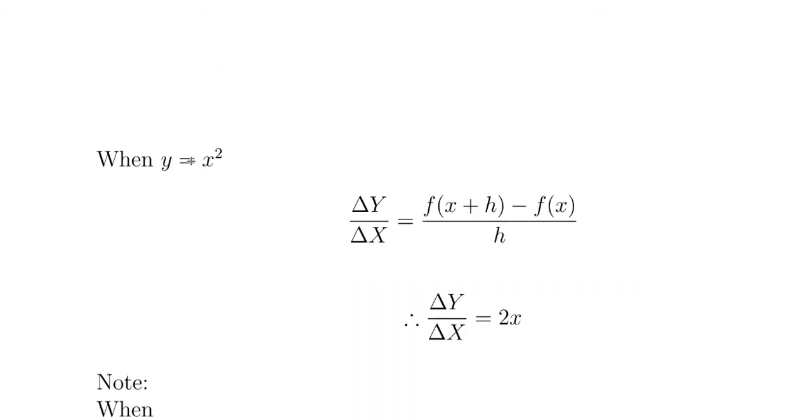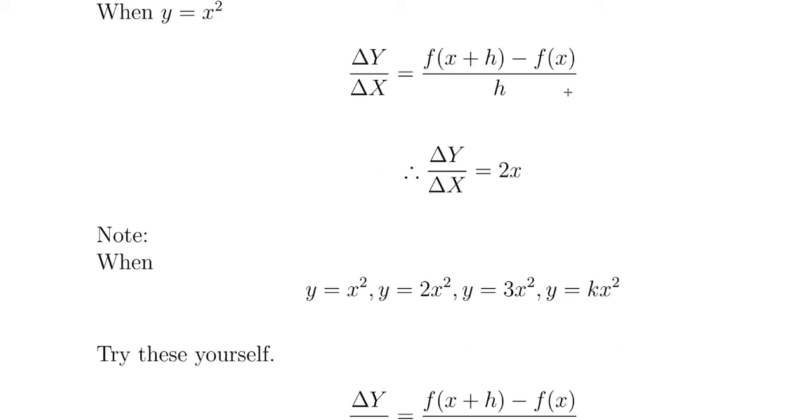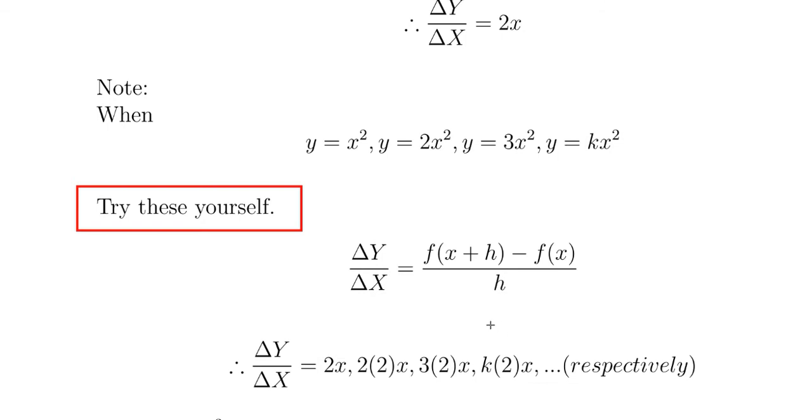What happens when we have a quadratic? Well, when we did x squared, we got 2x. If you had 2x squared, and you can do this if you wish, I would suggest you have a go with this. That's why I've stated the phrase: try these yourself. If you have 2x squared and you use the formula, you will get 2 times 2x as your gradient. If you have 3x squared, you will get 3 times 2x. If you have kx squared, you will get k times 2x, respectively. So this is, again, a pattern that's emerging. I'm going to summarize all of this together at a later point.